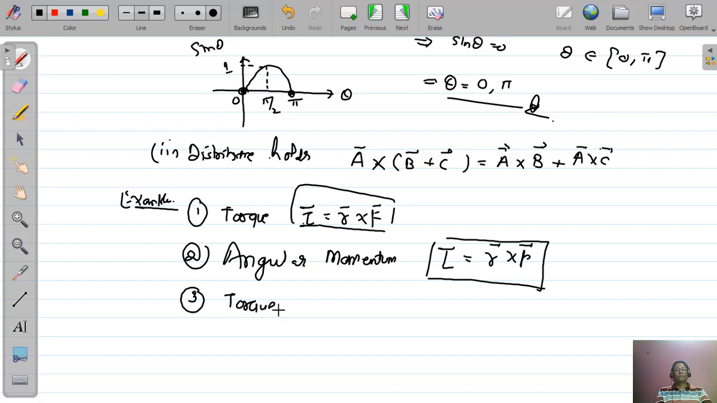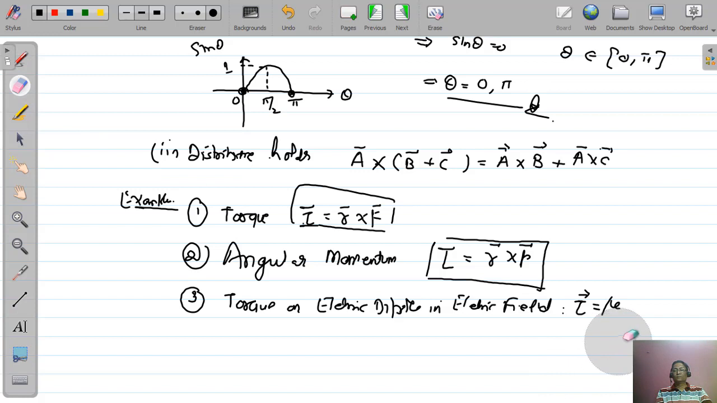Torque on an electric dipole in an electric field. Torque equal to P cross E.